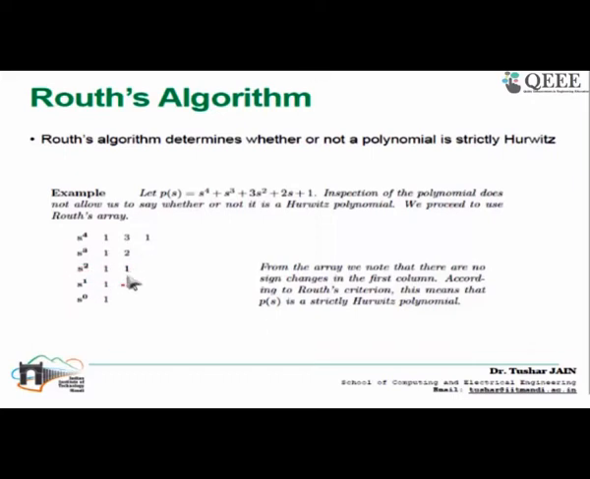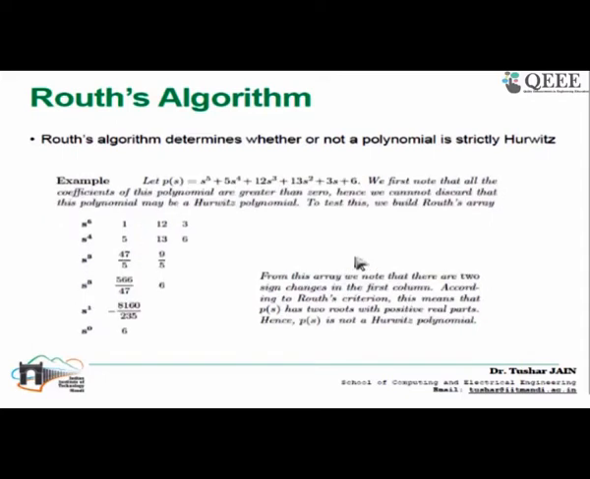So this is how we construct the table, and then after looking at the table, basically looking at the sign changes in the first column, we say whether the system is a Hurwitz polynomial or the system is stable or not. Okay, so this says the system or this polynomial is a strictly Hurwitz polynomial because there is no sign change. The system will definitely be a stable system, not marginally stable, not unstable.